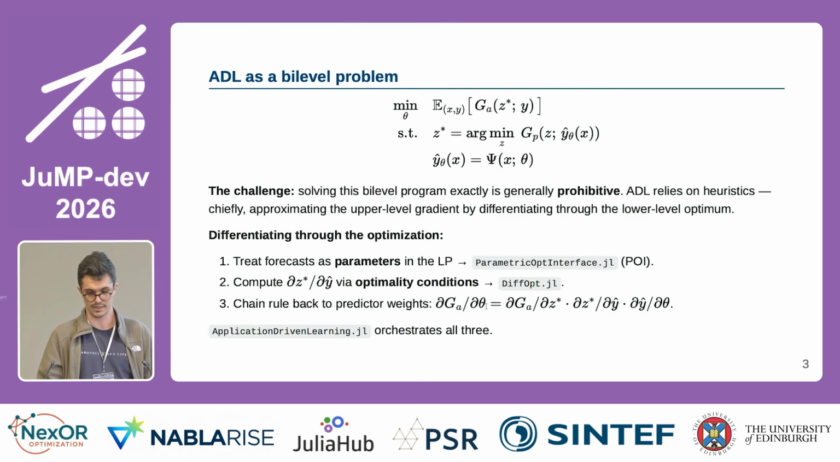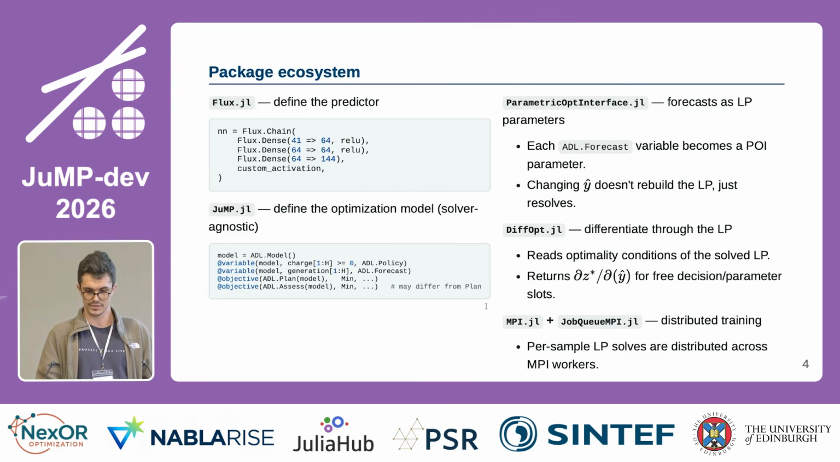So the idea is that application-driven learning will help us do all of that. As I said, a lot of additional packages from the JuMP ecosystem are being used here. We use Flux to define the forecast models. Usually these are represented as neural networks. Of course, with neural networks, you can express a bunch of different structures, so it's pretty free.